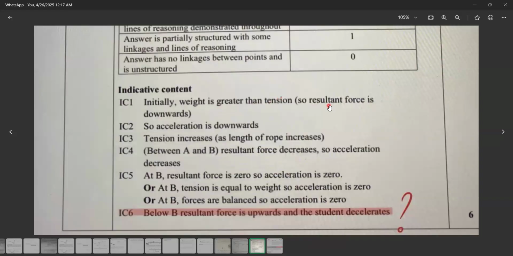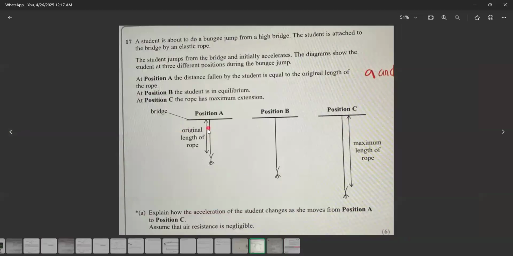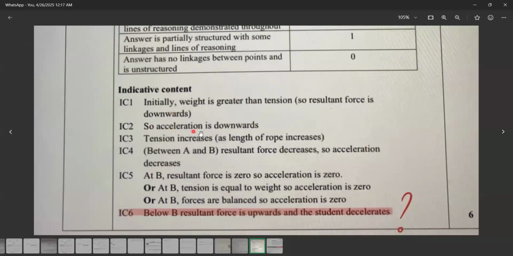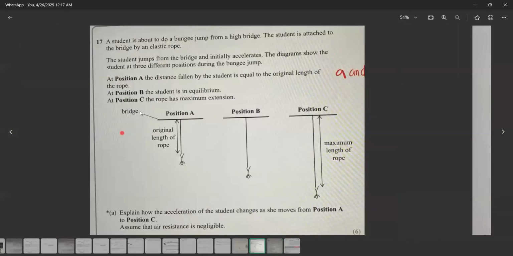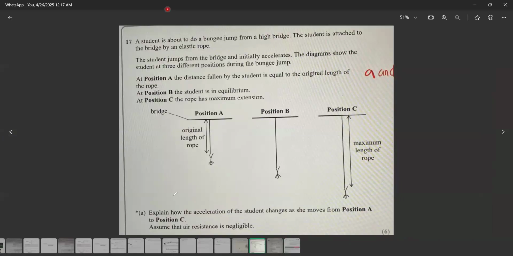Initially, the weight is greater than the tension, so the resultant force is downward. As you can see here, in the beginning, the weight is more than the tension in the string, so there's a resultant downward force. So he will accelerate downward, like the first picture. When we draw a vector diagram, the weight is greater than the tension, so the resultant force is downward. If the resultant force is downward, he will accelerate downward. That is the first point.